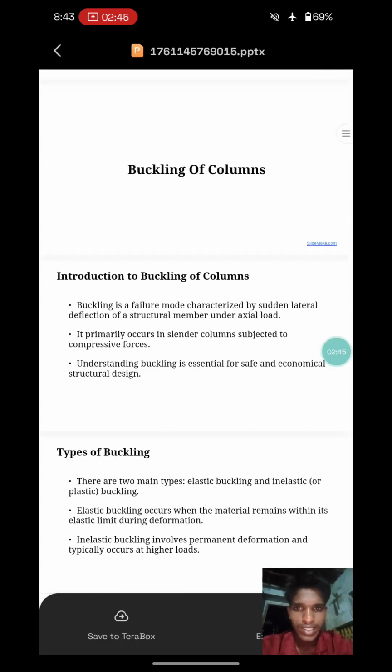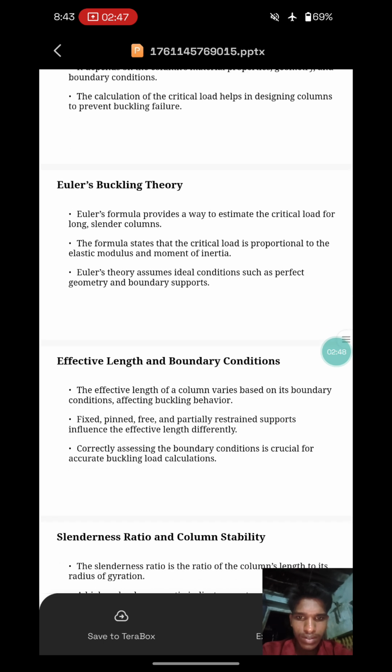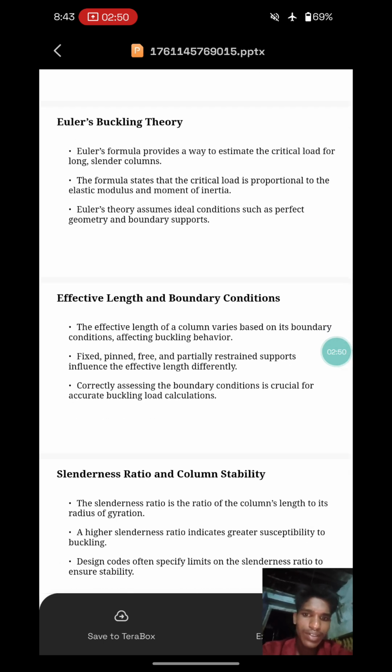Next, we will discuss effective length and boundary conditions. The effective length of a column varies based on its boundary conditions, affecting buckling behavior. Fixed, pinned, free and partially restrained supports influence the effective length differently. Correctly assessing the boundary conditions is crucial for accurate buckling load calculations.